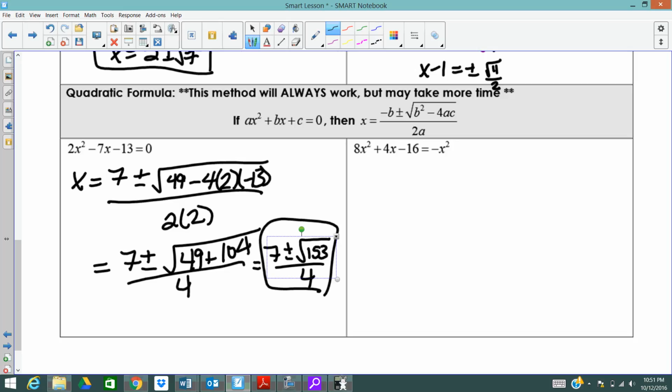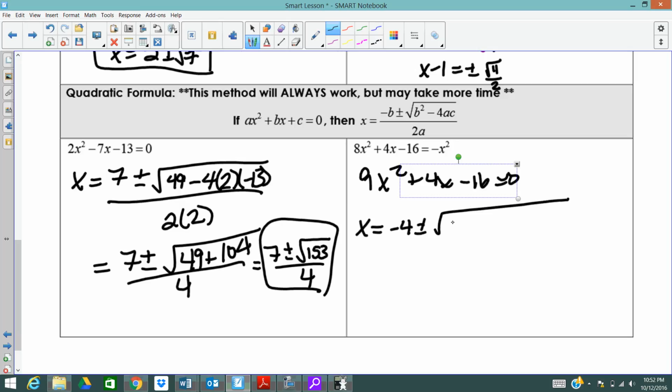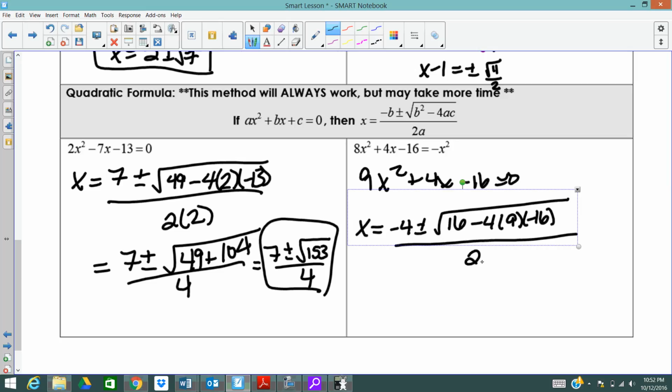And finally, our last example. Before you can use the quadratic formula, you have to have your equation equal to 0. So I'm going to add x squared over, so we get 9x squared plus 4x minus 16 equals 0. And now we can use the quadratic formula. So we get x equals the opposite of b, so negative 4, plus or minus the square root of b squared, 16, minus 4 times a times c, so 4 times 9 times negative 16, all over 2a, so 2 times 9.